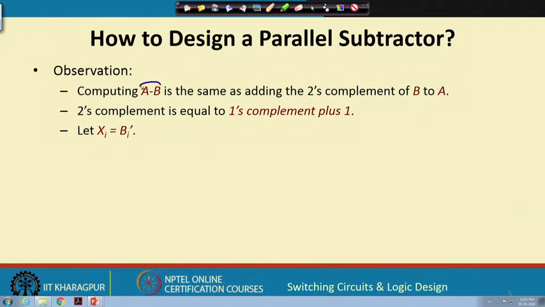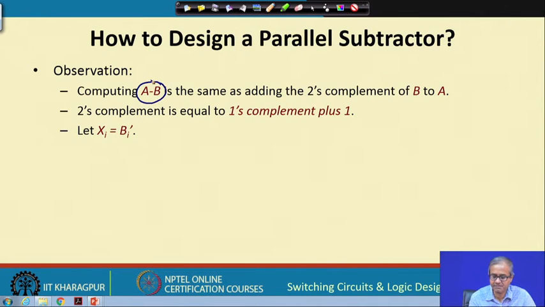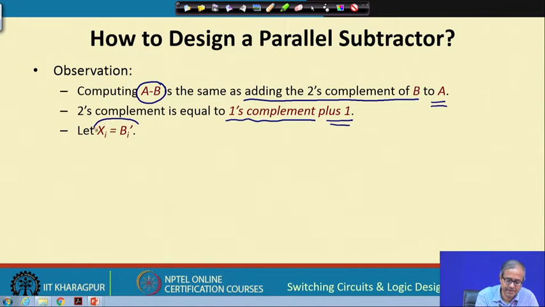So, when we are trying to compute a minus b, we can do the same thing by adding the 2's complement of b to a. And what is 2's complement? It is 1's complement plus 1. And what is 1's complement? You are doing not of all the bits. Let us say xi denotes the not of bi.